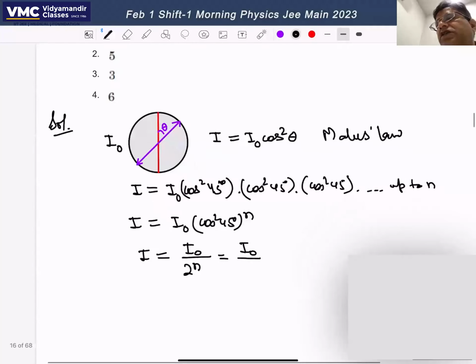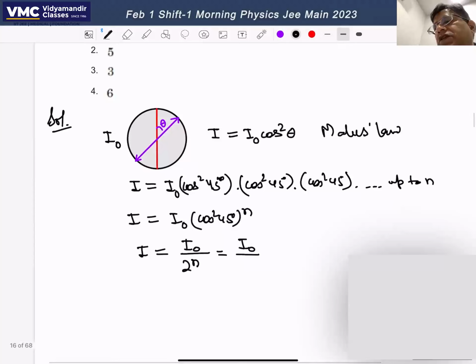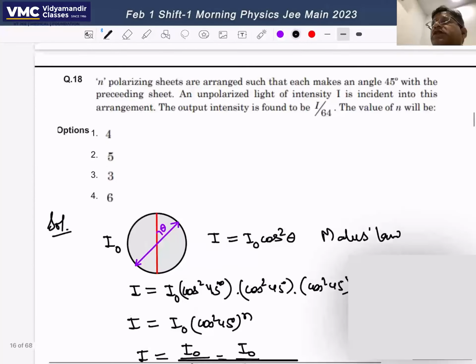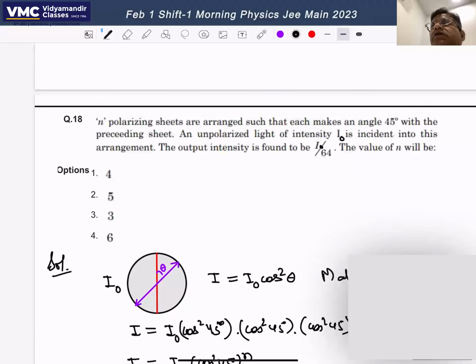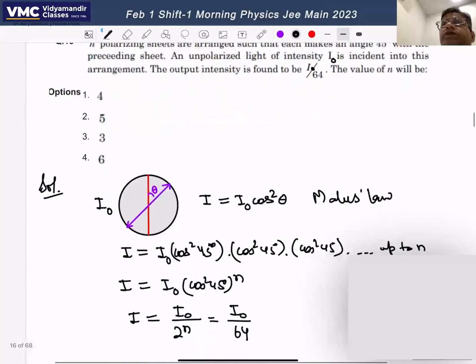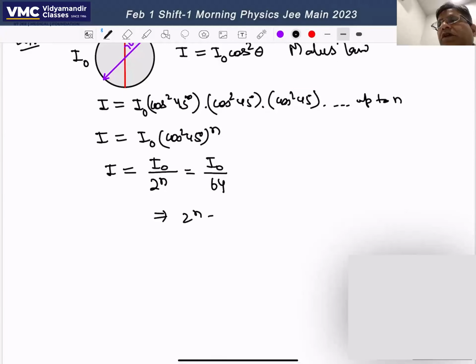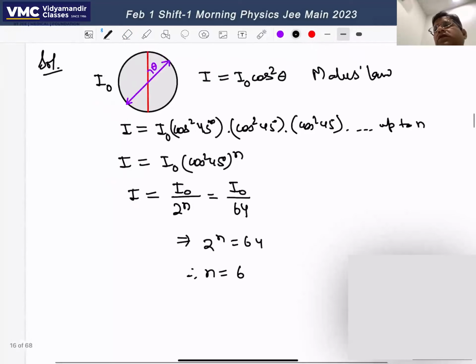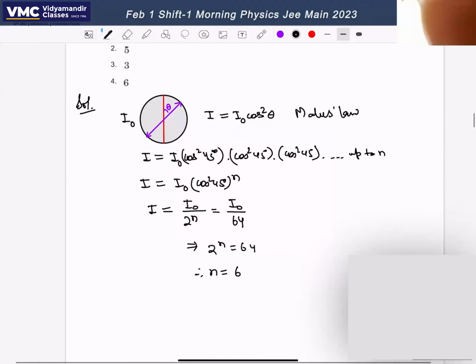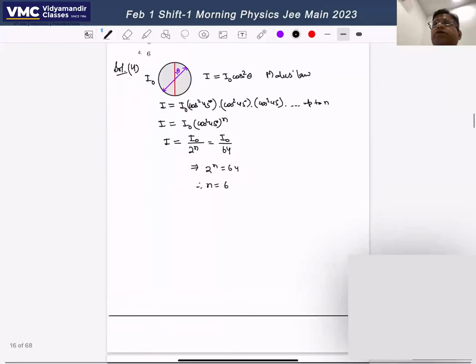According to the question, this intensity I is the initial intensity divided by 64. So if we consider the initial intensity as I naught, then it will be I naught by 64. So from here we get that 2 to the power n equals 64, and 2 to the power 6 is 64, so n should be 6, so 6 sheets should be used. So option 4 is correct.